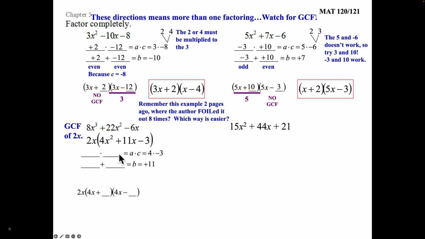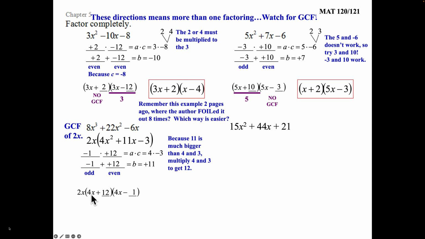Okay, so what two numbers multiply to be 4 times negative 3 and add up to be 11? Remember they're opposite signs, so wait a minute. 11's big, 4 and 3 are small. That's a 12. It's going to be 12 and 1 are my two numbers. Okay, how did I see that? 11 was really big compared to the 4 and 3, so I multiplied it together to get a 12. 12 and 1 are my factors. Negative 1, positive 12. 12 goes in the plus blank.